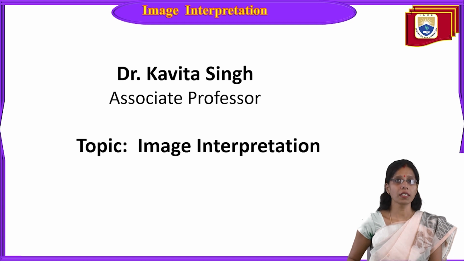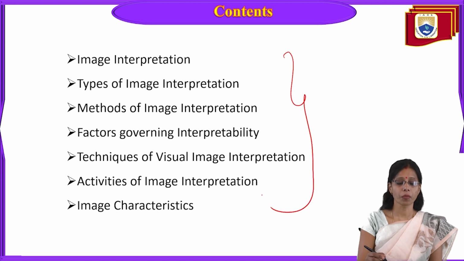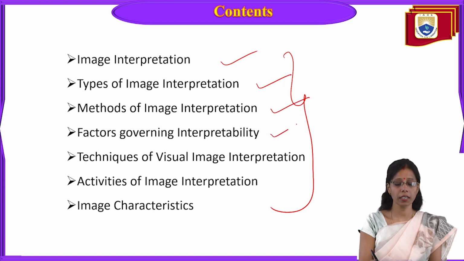So image interpretation, first of all, let us go through the contents. What are the contents which we are going to discuss today? We have image interpretation, types of image interpretation, methods of image interpretation, factors governing interpretability, techniques of visual image interpretation, activities of image interpretation, and image characteristics. There are various contents which we are going to study today, and let us discuss the topics.